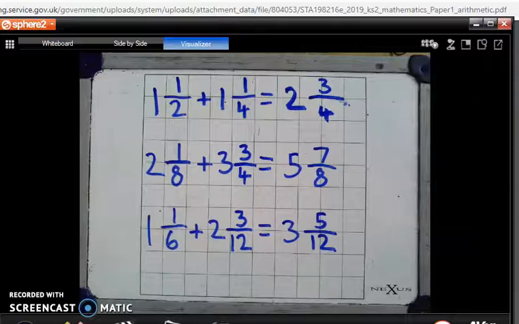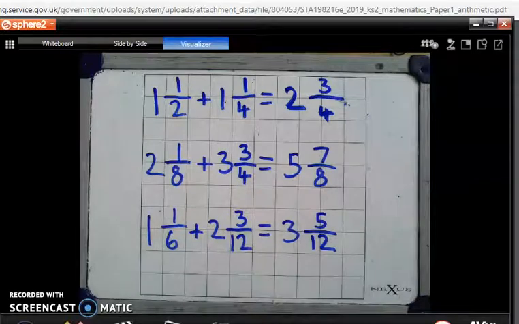1 1/2 plus 1 1/4 is 2 3/4. 2 1/8 plus 3 3/4 is 5 7/8. 1 1/6 plus 2 3/12 is 3 5/12.